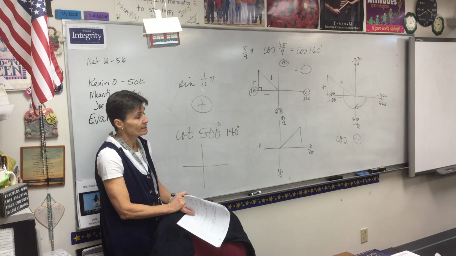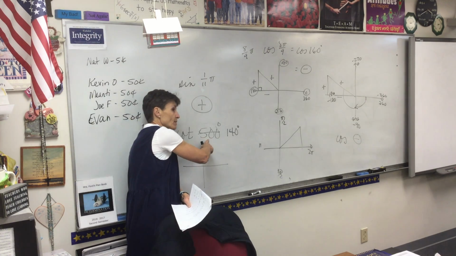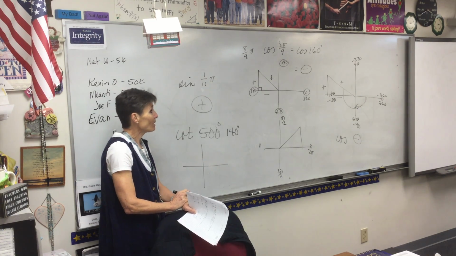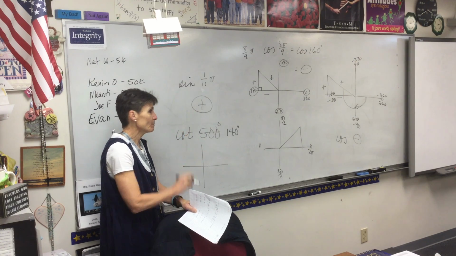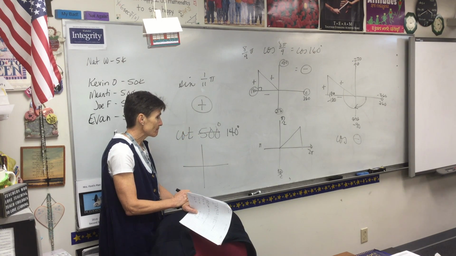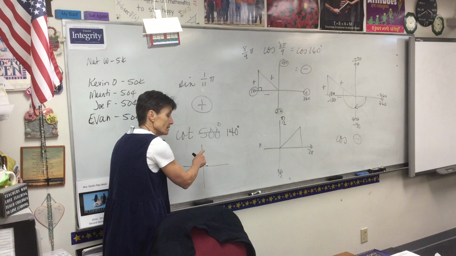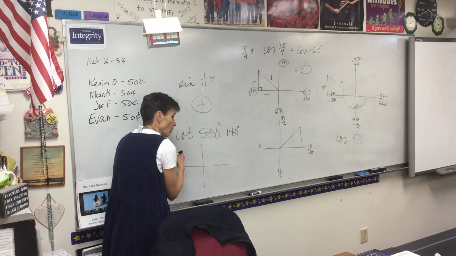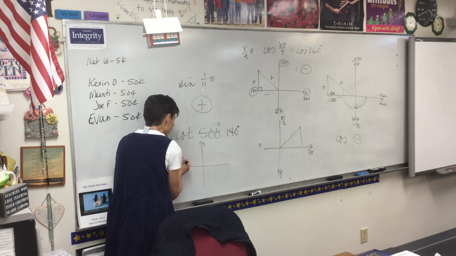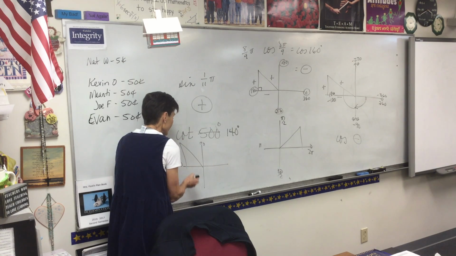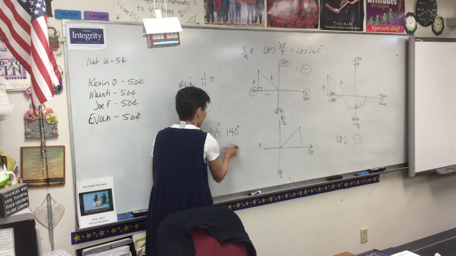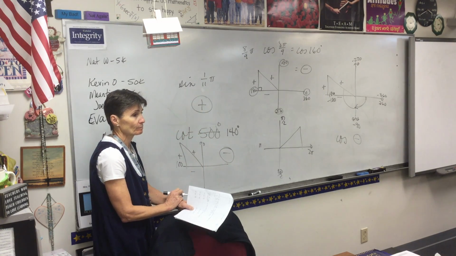All the way around is 360. So this is bigger than all the way around. How much bigger? Just do 500 minus 360. And we get 140. So where is 140? What quadrant is 140 in? Second? We want cotangent, so I got negative. What about you?